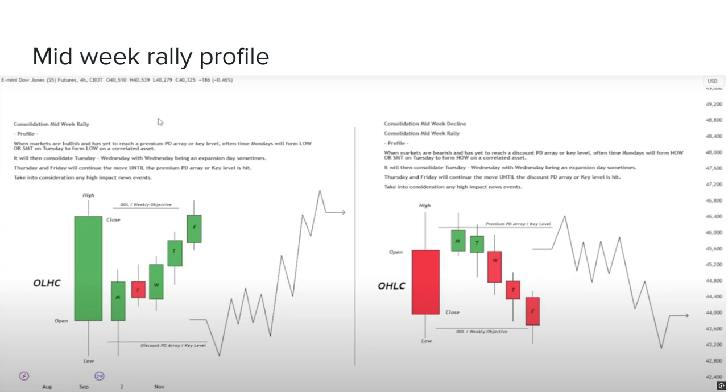The bearish one. When the markets are bearish and have yet to reach a discount PD array or key level, oftentimes Mondays will form the high of the week, or an SMT on Tuesdays to form the high of the week on a correlated asset. Same set of rules as the bullish one. Okay.